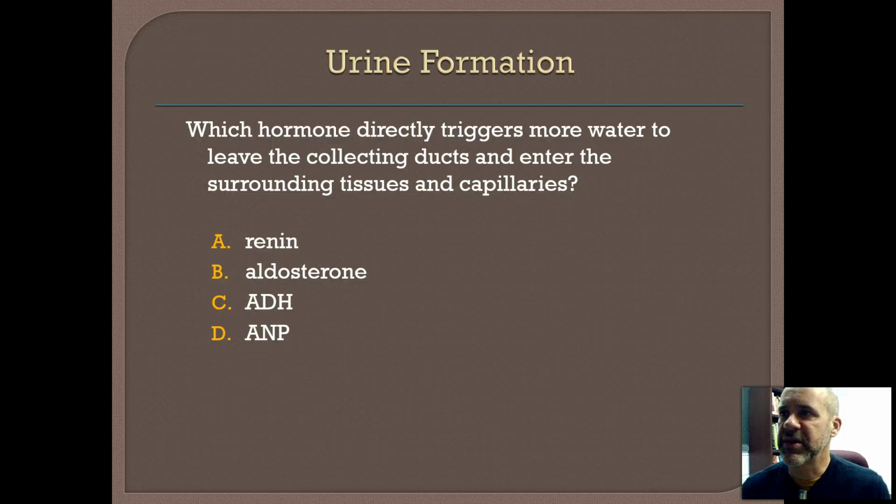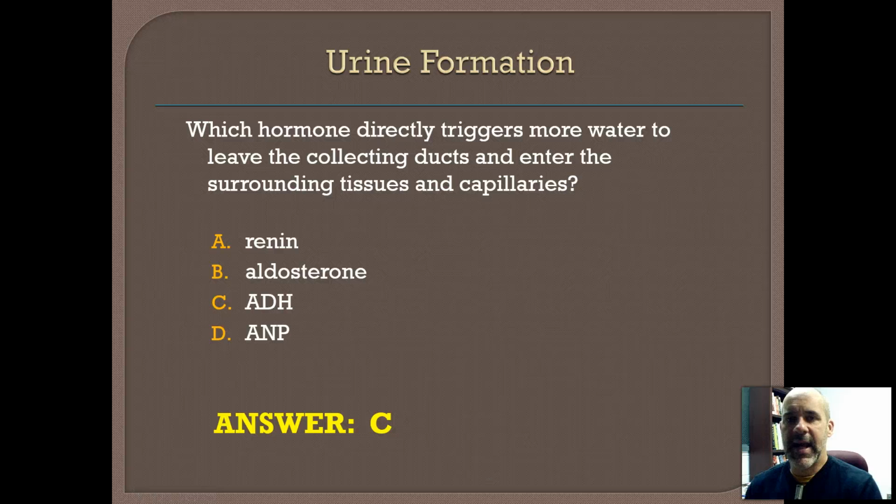All right, hormone question. Which hormone directly triggers more water to leave the collecting ducts and enter the surrounding tissues and capillaries? All right, and hopefully you're thinking ADH, anti-diuretic hormone. That's what it does. We learned about that hormone back at the beginning of the semester when we were studying endocrine, but now we know more details about the kidneys, and so we've learned more specifically, well, where is it acting? It's acting on those collecting ducts.